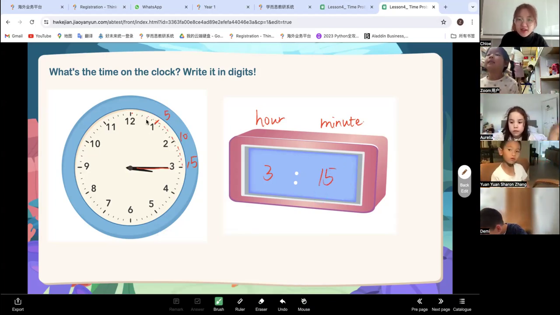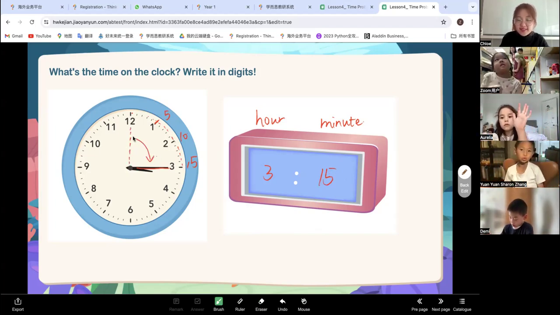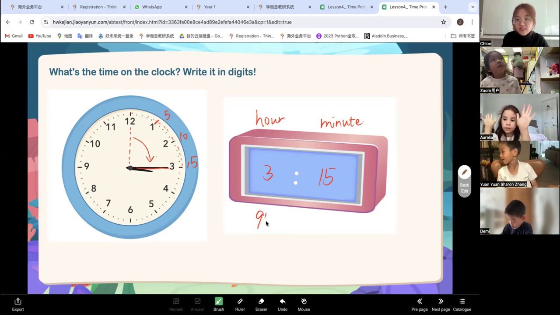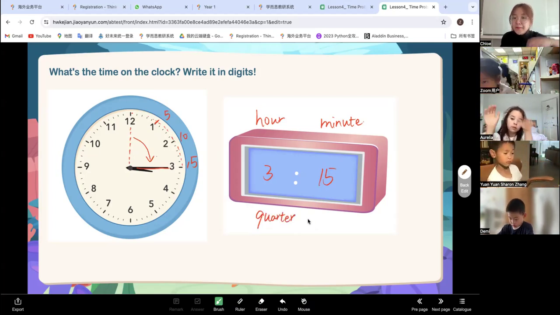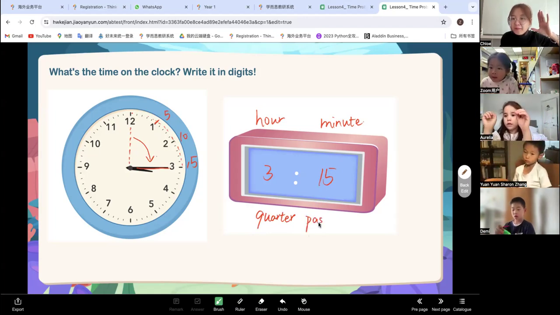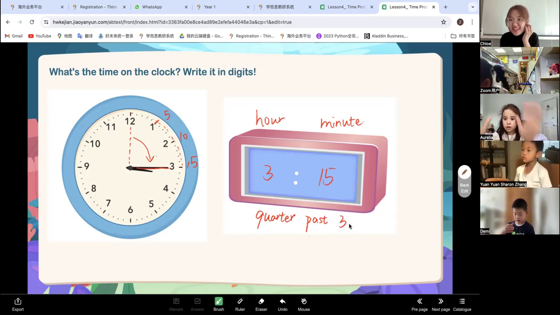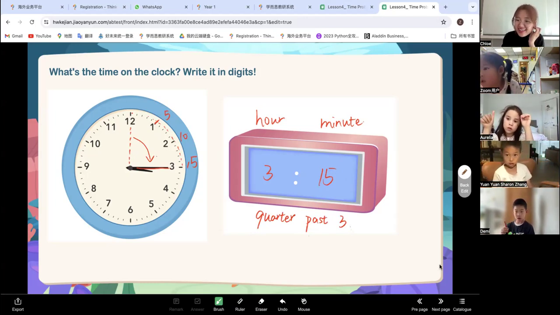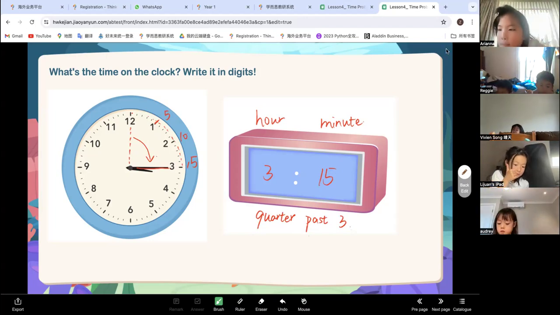But do remember, when the longer hand travels from 12 to 3, then it means a quarter on the clock. So we'll read it as quarter. Tell me, quarter past 3. Make sense, Alex? Aurelia, Ariana? Okay, very perfect. Vivian, make sense?